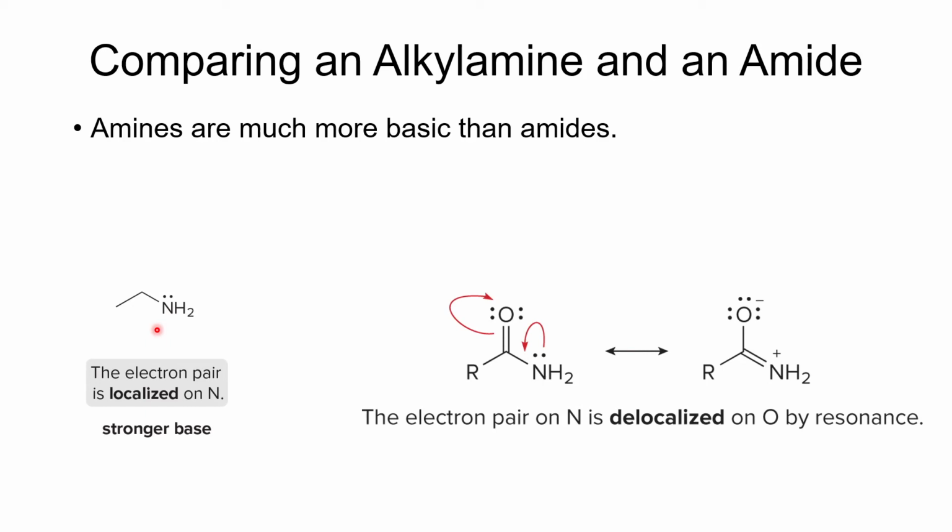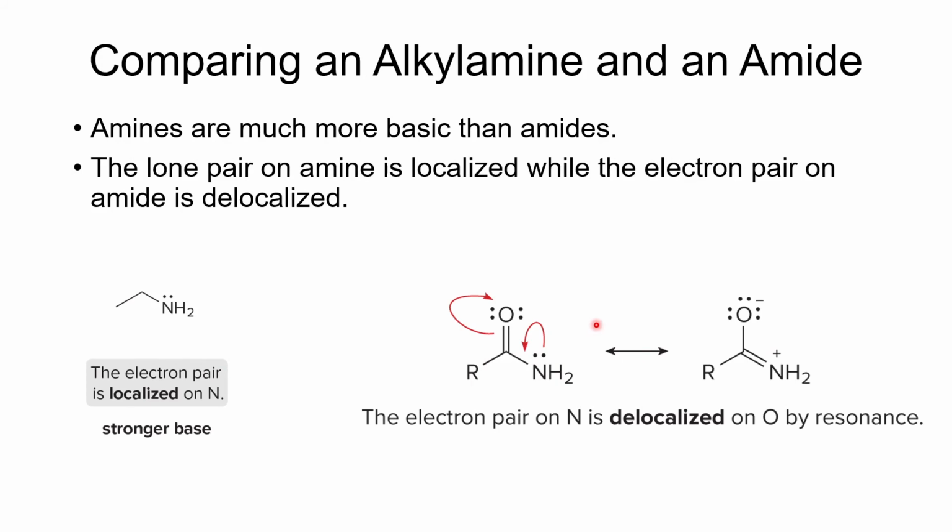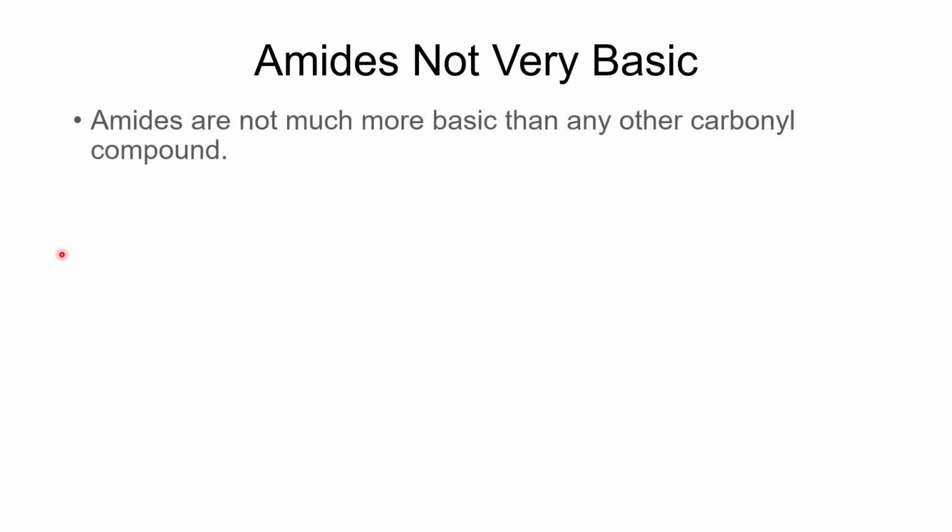If we look at the amide, we can draw another resonance structure. We can delocalize the lone pair of electrons that's on the nitrogen. And when we delocalize that lone pair, we get a very significant resonance structure that puts a negative charge on the oxygen. It does put a positive charge on the nitrogen, but that negative charge on the oxygen is quite favorable. And so that means we have a lot less electron density on nitrogen in an amide than we do in an amine. That means amides are just not very basic.